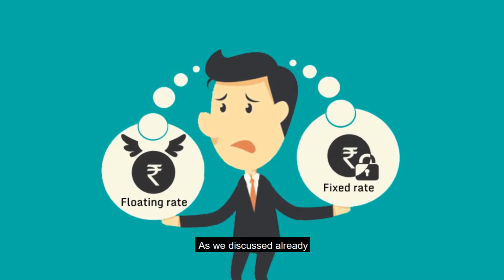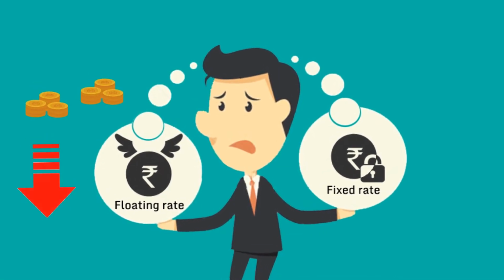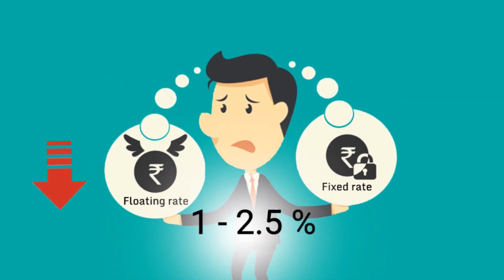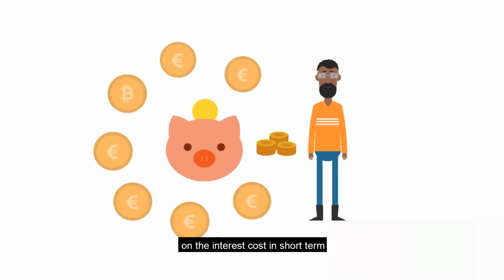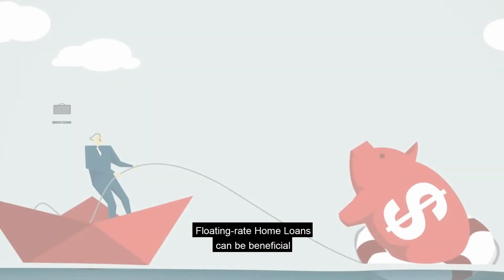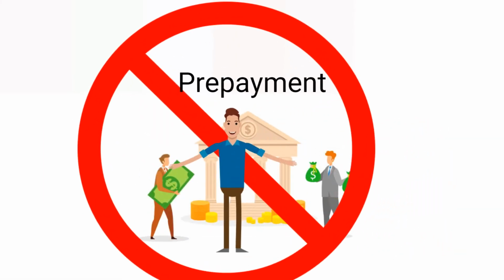As we discussed already, floating interest rates are less expensive than a fixed interest rate by 1 to 2.5%, and if a borrower is looking for some savings on the interest cost in the short term, floating rate home loans can be beneficial. Unlike fixed rate home loans, there is no prepayment penalty for floating rate home loans.